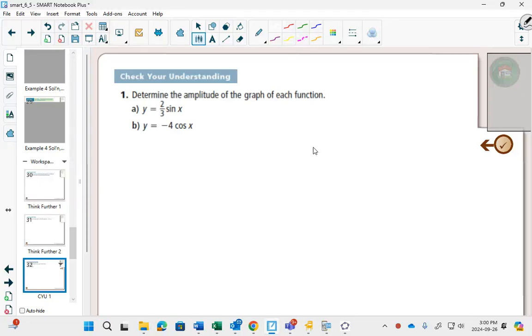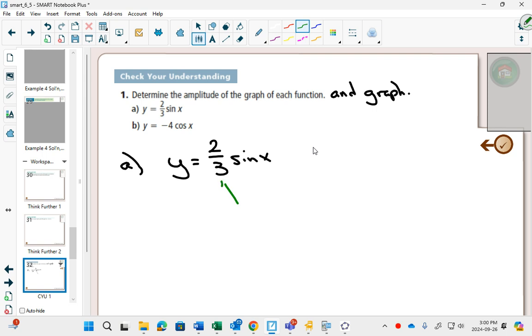Question asks us to determine the amplitude of each graph. We are also going to graph to see if we can develop some of these patterns. So if you were going to, in A, graph y equals 2/3 sine x, the first thing we have to decide is what is that 2/3 going to do? Is it going to be vertical or horizontal? It's going to be vertical.